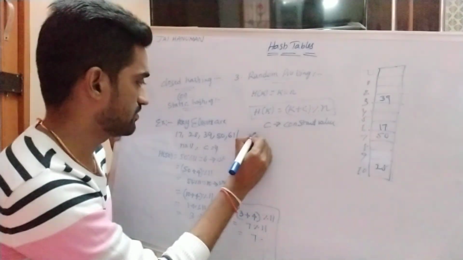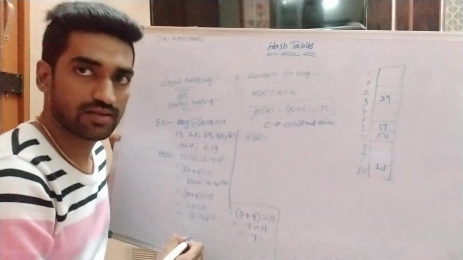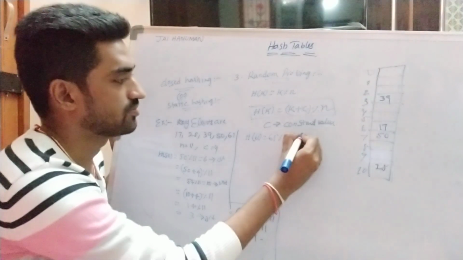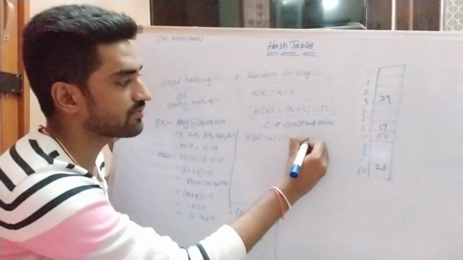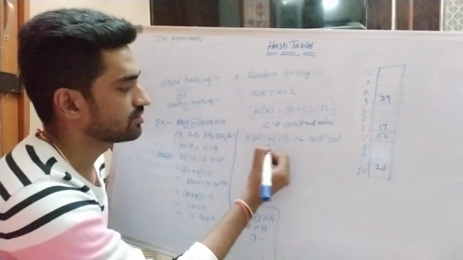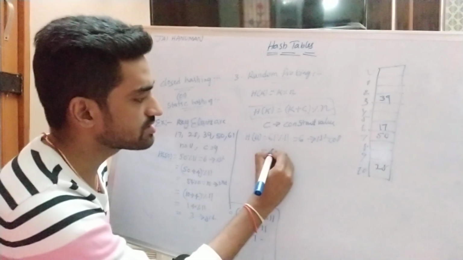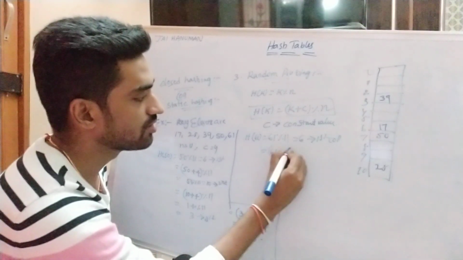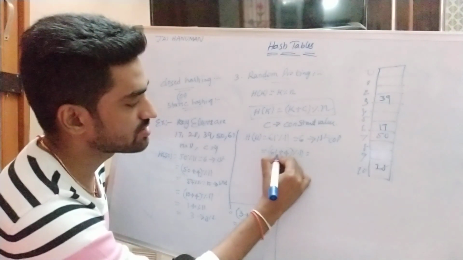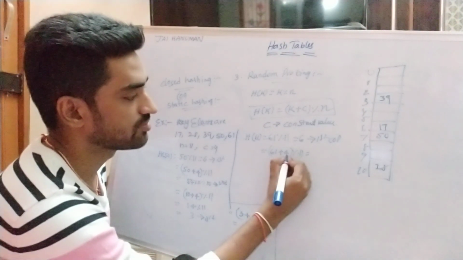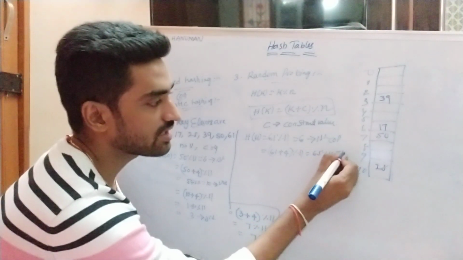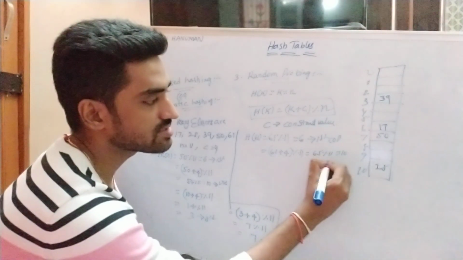H of 61. 61 modulo division of 11, 6. So the 6th position is not a vacant position. First collision occurred for 61. Right. Then apply random probing. What is the formula? 61 plus constant 4 modulo division of 11, which is equivalent to 61 plus 4, 65 modulo division of 11. So 11 5s are 55, remainder 10. So 10 is already occupied by 28. Second collision occurred.